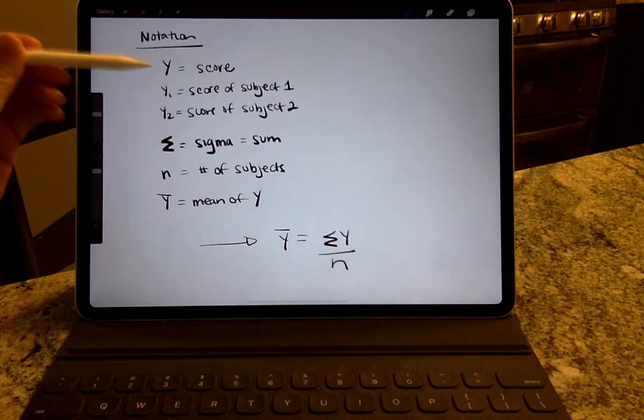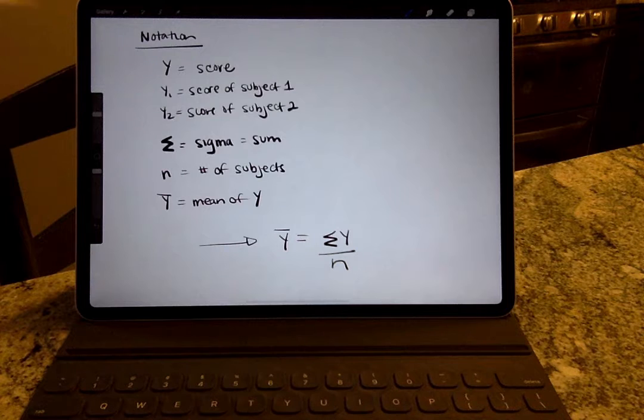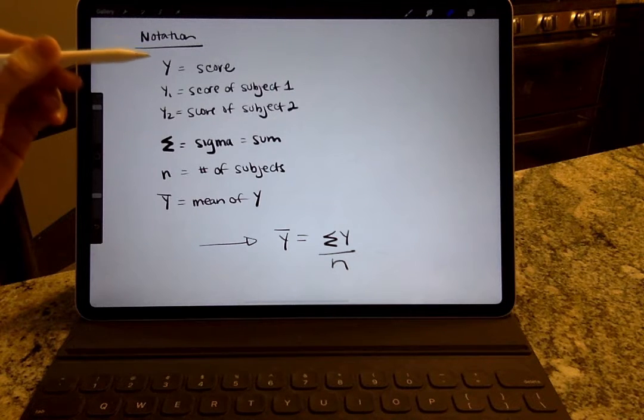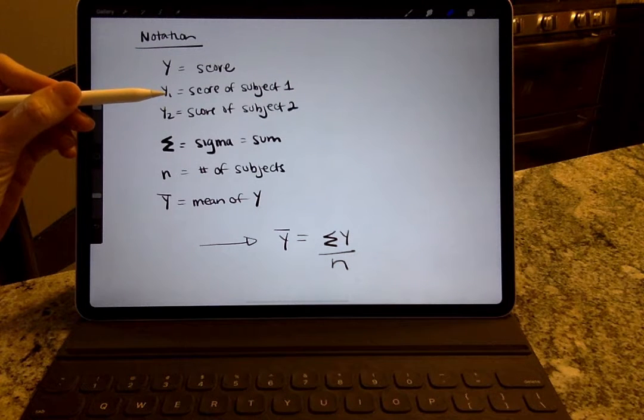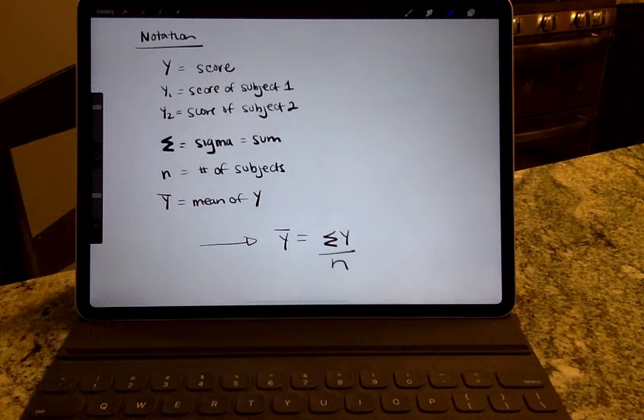All right, so anytime you see the letter Y, it refers to a score, and that's going to be the case for this entire class. Anytime I ask you about a score, I'm talking about a Y. If you see a little number next to the Y, that's referring to a specific score. So Y1 is the score of subject 1. Y2 is the score of subject 2, and so on. So Y18 would be the score of subject 18.